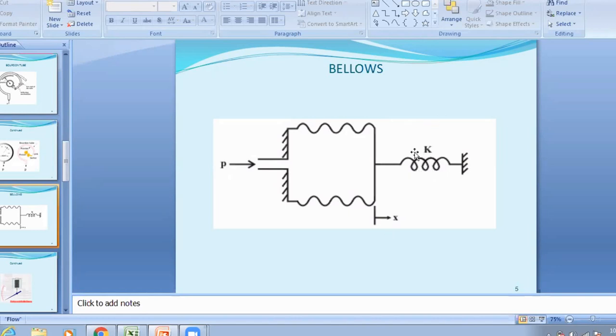What is the K? K is known as the spring constant, right? So P into A is equal to K into X. So we can say that pressure is proportional to displacement, right? Now if we attach some deflecting mechanism like with the Bourdon tube, a pointer is attached with the spring at the end point. Then what will happen when the displacement occurs? Accordingly, the pointer will start moving. Okay.